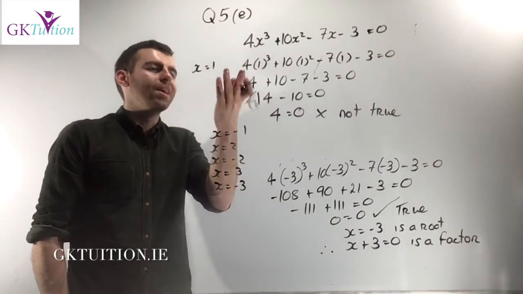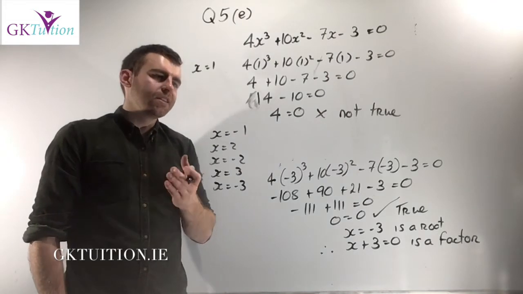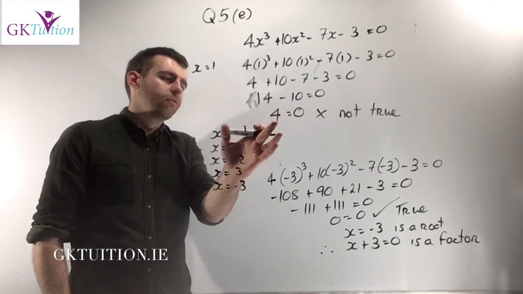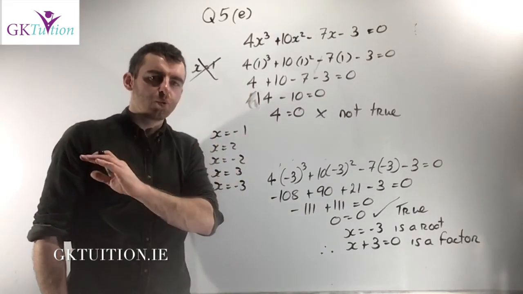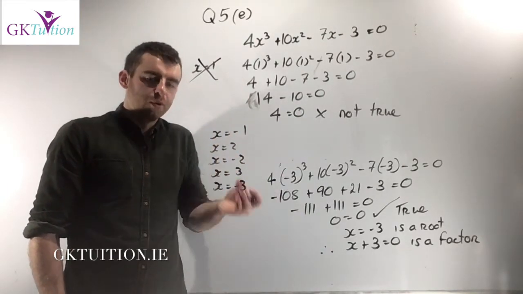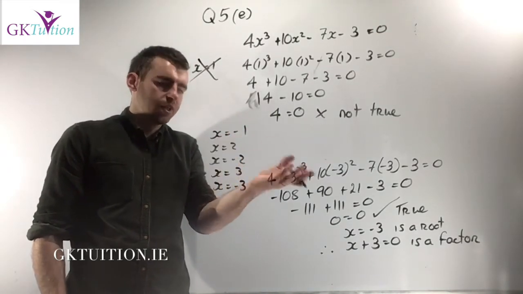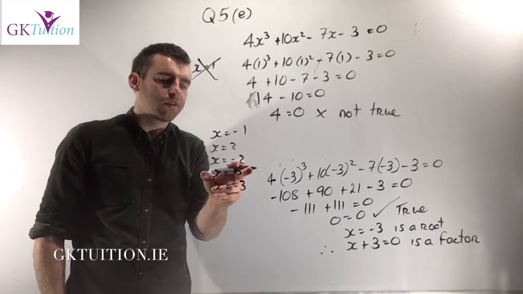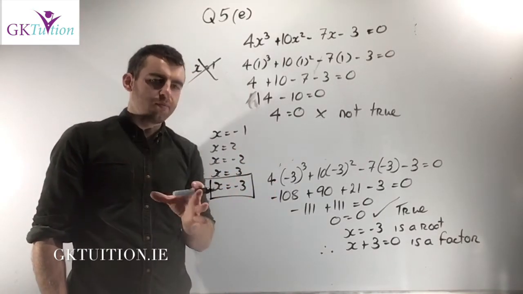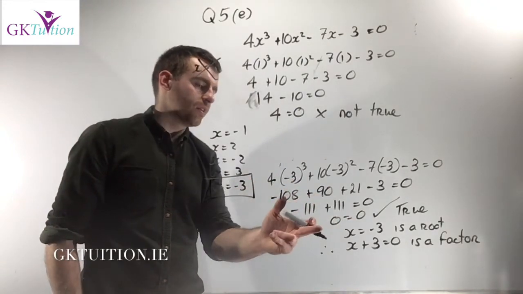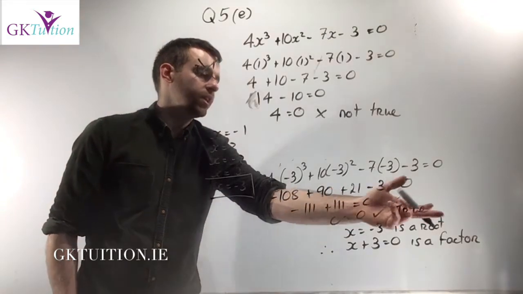So you sub in 1 and investigate whether the whole thing is equal to 0. In this case, when I subbed in 1, I ended up with 4 is equal to 0. Obviously, it's not equal to 0, so that told me that x equals 1 was not a root. If plus 1 doesn't work, then you try minus 1. That didn't work, so then you try 2, that didn't work, so you try minus 2, you try 3, and then eventually you would have tried minus 3. When you try minus 3, everything cancels out and you're left with 0 equals 0. So that tells you that x equals minus 3 is a root.